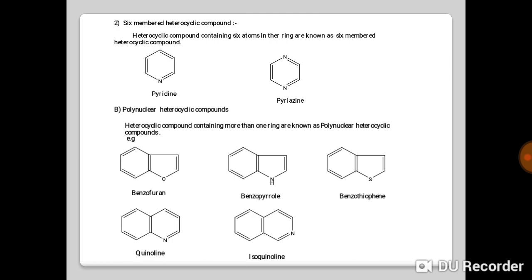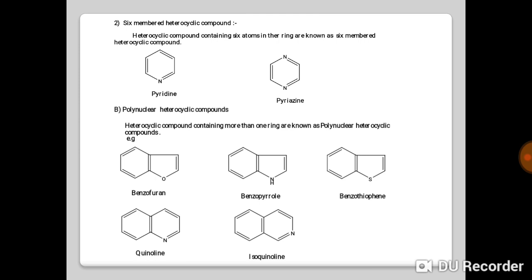The second classification is 6-membered heterocyclic compounds. Heterocyclic compounds containing 6 atoms in their ring are known as 6-membered heterocyclic compounds. Here we take the example pyridine. Pyridine contains 5 carbon atoms and 1 nitrogen atom. If we consider benzene, in benzene all 6 carbon atoms are the same; it is called a carbocyclic ring or homocyclic ring. If one of the carbons is replaced by nitrogen, it forms pyridine. Pyridine is a 6-membered heterocyclic compound containing 1 nitrogen atom or 1 heteroatom in it. The second example is pyrazine. In pyrazine, there are 4 carbon atoms and 2 nitrogen atoms constituting a ring. So this is a 6-membered heterocyclic compound containing 2 heteroatoms.